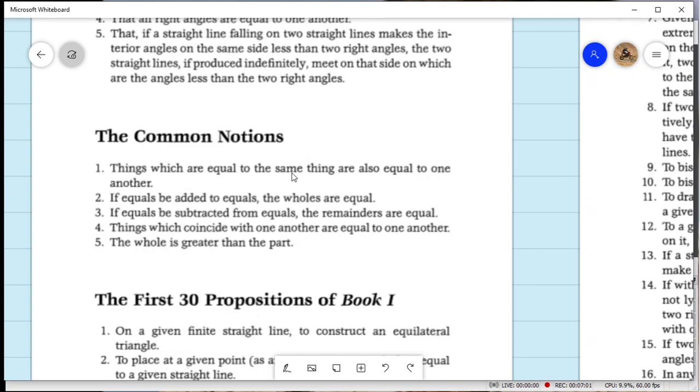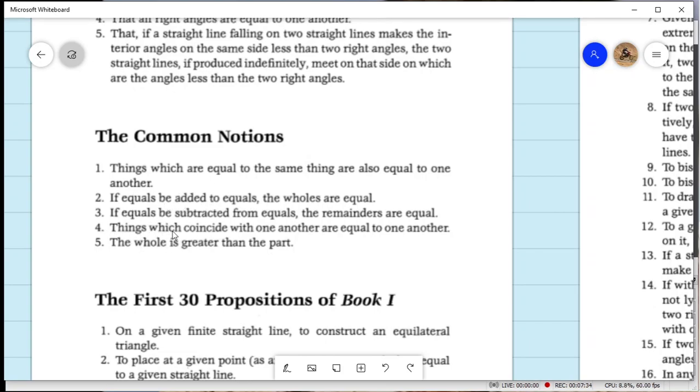Things which are equal to the same thing are also equal to one another. If equals be added to equals, the wholes are equal. This is the basis for the addition property of equality. Then we have, if equals be subtracted from equals, the remainders are equal. This time it is subtraction. This is just another version of the addition property, actually.